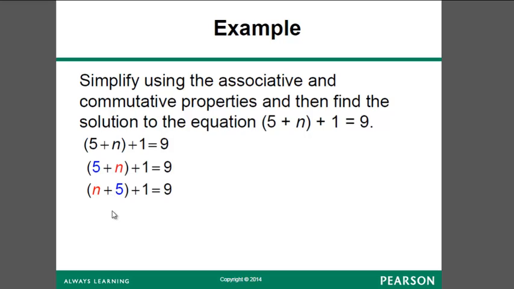Now then, I can use the associative property and change where the parentheses are and group the 5 and the 1 together. Now I can actually do 5 plus 1, and that'll give me 6. So what number plus 6 equals 9? Yeah, that's 3. Good.